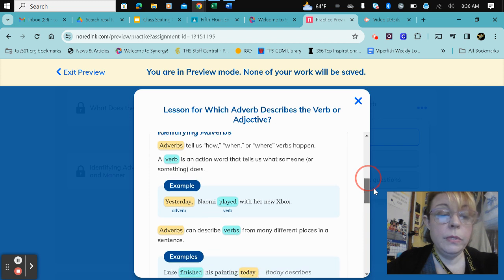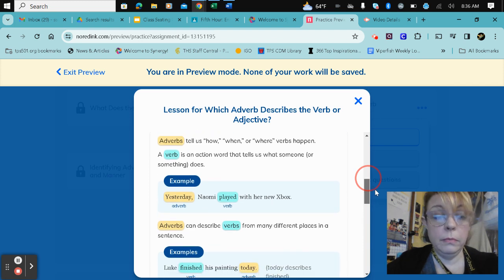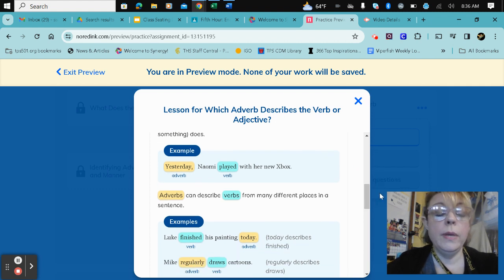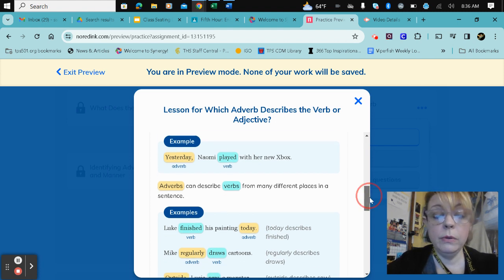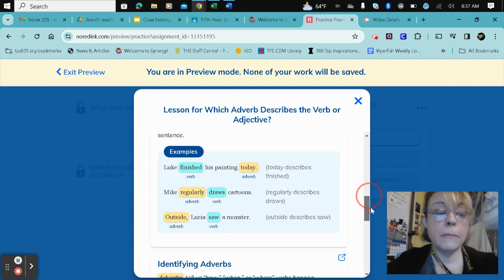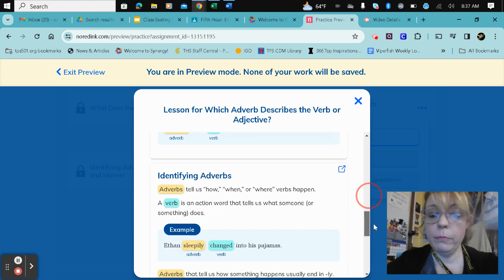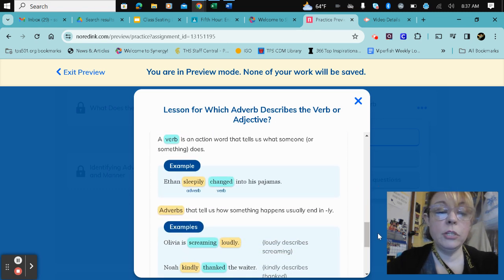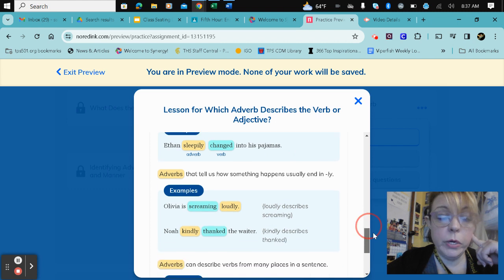Identifying adverbs. Here we have, again, a review. Adverbs tell us how, when, or where a verb happens. So examples: yesterday Naomi played with her Xbox. I've already read those. Adverbs can describe verbs from many different places in a sentence, and I went over that before. Adverbs tell us how, when, or where verbs happen. A verb is an action that tells us what someone or something does. So I've read that example before.